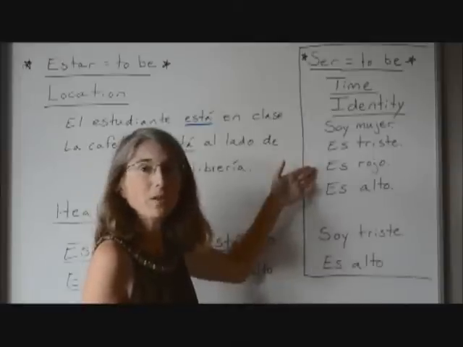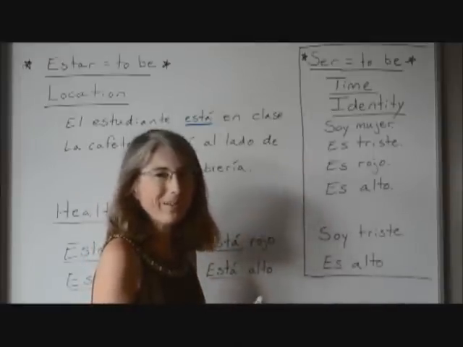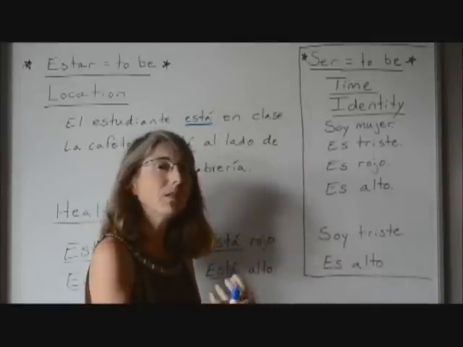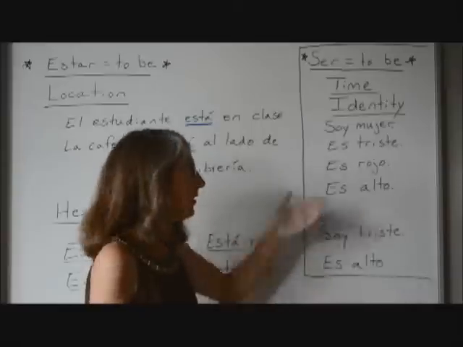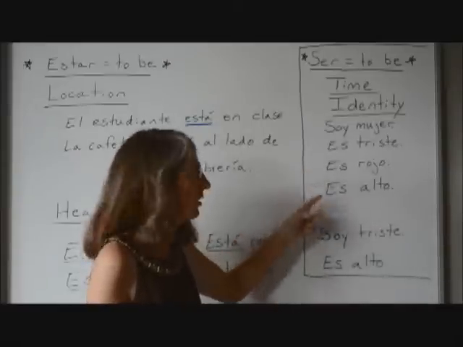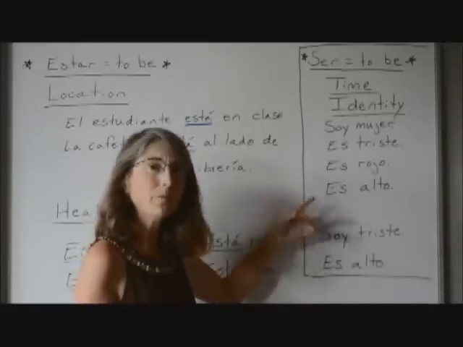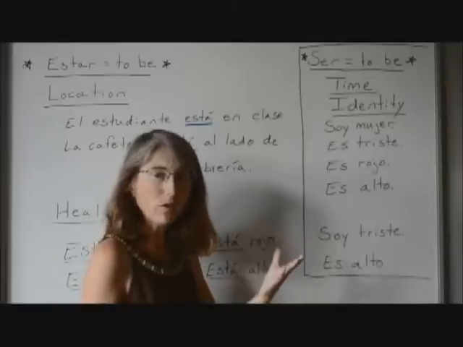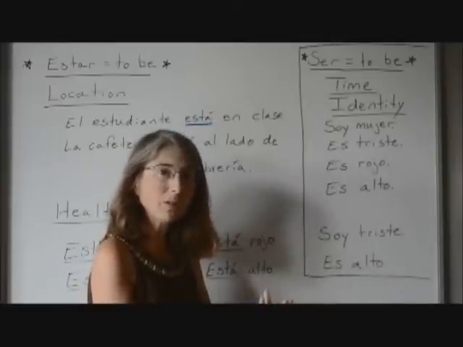Es rojo, you might be talking about a car, you might be talking about an apple, something that's permanent, a barn. Okay, it's not a change. Es alto, that could be something permanent, like a building is tall, a person who could be tall.